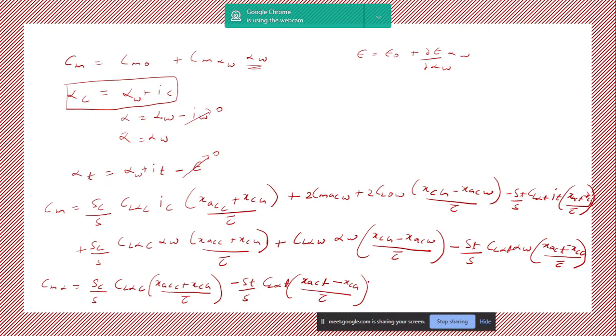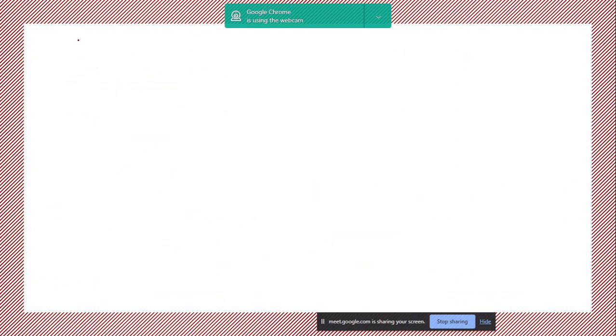Is that all? Okay, there is an alpha W here also. Okay, so you have plus CL alpha wing into XCG minus XACW by C bar. Okay, I should have written this on the next page. Is there any way I can copy this? Okay, I'm not sure. Let me just write it down quickly.